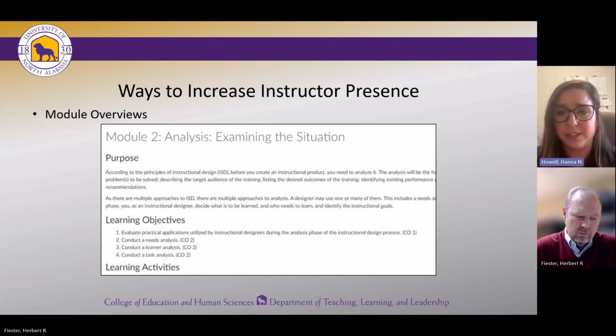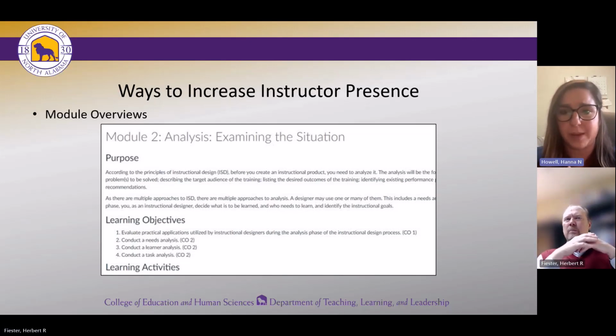You will see some different alignment indicators there. So if you see CO2, that is what this particular module objective is connected back to on the course level. So that's also really important. Course maps are a large portion of the way we design here at the University of North Alabama. And so those are just indicators.